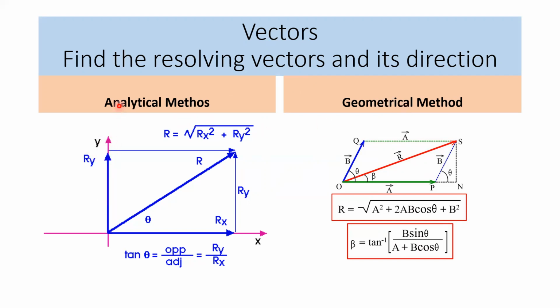Analytical method, sometimes called the component method. You have to find the components of a velocity, and after that you can use trigonometric ratios to find the vertical component or horizontal component. Let's say from the figure, we can find the vertical component. So the vertical component Ry equals R sine theta. And the second one is Rx. For Rx, it equals R cos theta.